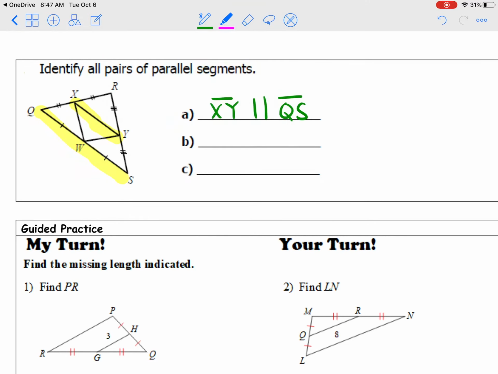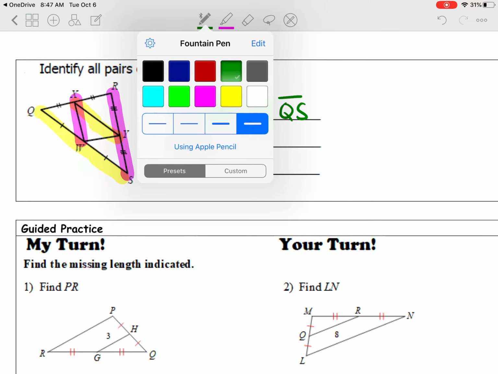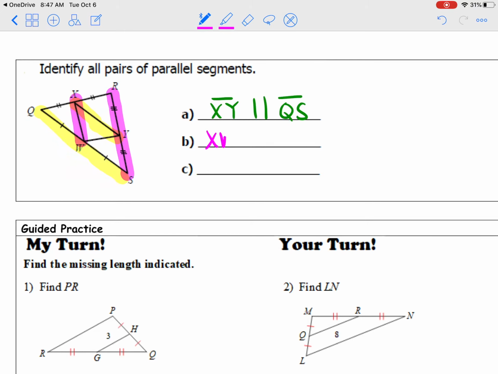Next, XW, it's the midsegment because point X and point Y are midpoints, and its parallel side will be RS. So XW is parallel to RS. Next midsegment, WY, and that would be parallel to QR. WY is parallel to QR.